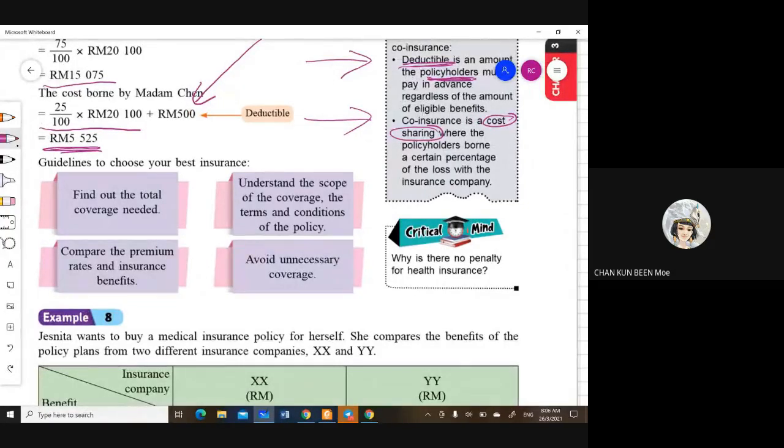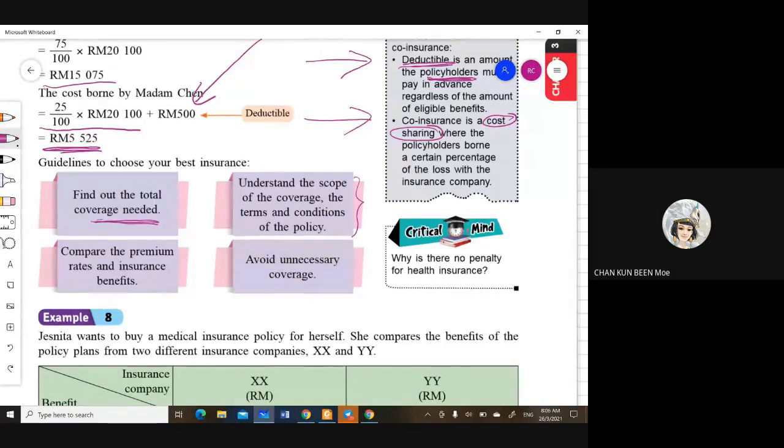First, you've got to find out the total coverage needed, how much is the cost needed and what is covered in the insurance. Then you understand the scope of the coverage, the terms and conditions of the policy. There are a lot of terms and conditions in the policy, so you have to read carefully, or you can ask the insurance agent to explain everything to you.